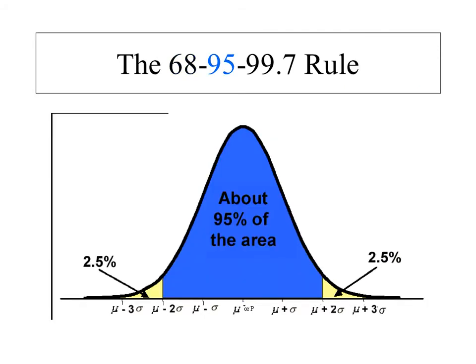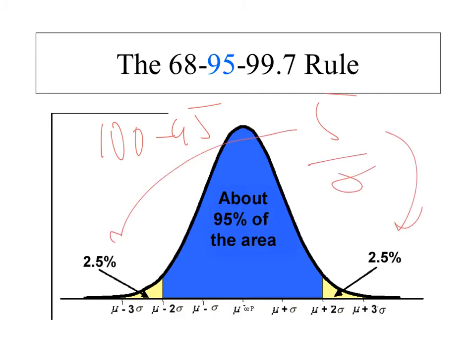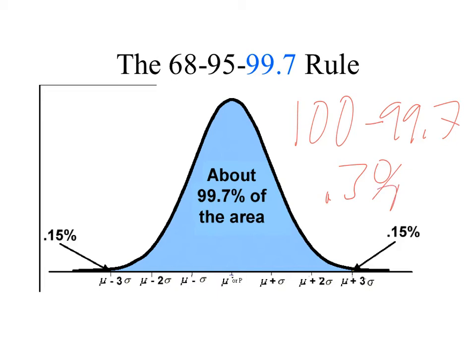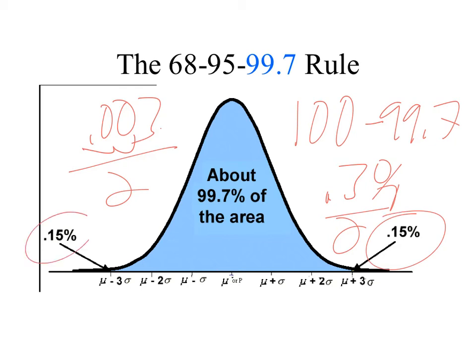Same deal with 2 standard deviations. We're 2 standard deviations away, 95% in the middle. 100 minus 95 is 5. Cut it in half, and we're getting 2.5% on either side. And lastly, if there's 99.7% in the middle, and we subtract that, we get 0.3%, or as a decimal, 0.003. Move the decimal point over 2 places. And if we take half of that, that's where they're getting the 0.15%.